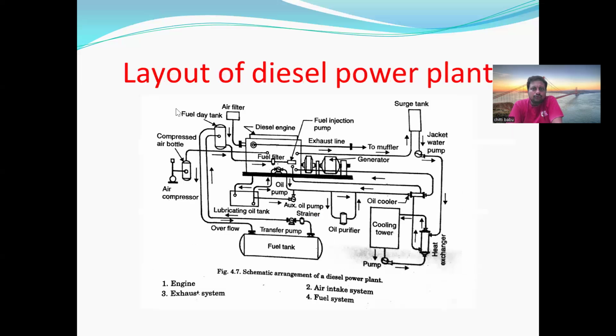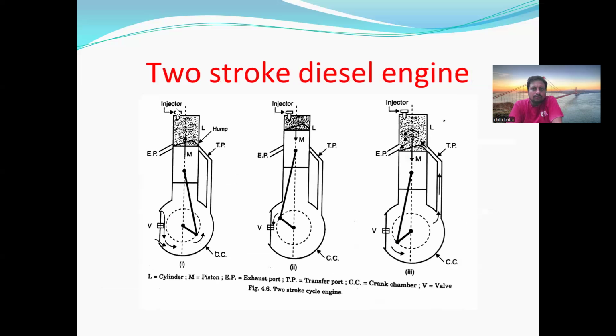Now we'll move to the 2-stroke diesel engine. So this is about a 2-stroke engine. In the 4-stroke engine, we have valves, whereas in the 2-stroke engine, we have ports like the inlet port, transfer port, and exhaust valve. Like that, we have different ports. Inlet port, exhaust valve, and transfer port. Whereas in the 4-stroke engine, we have an inlet valve and exhaust valve.